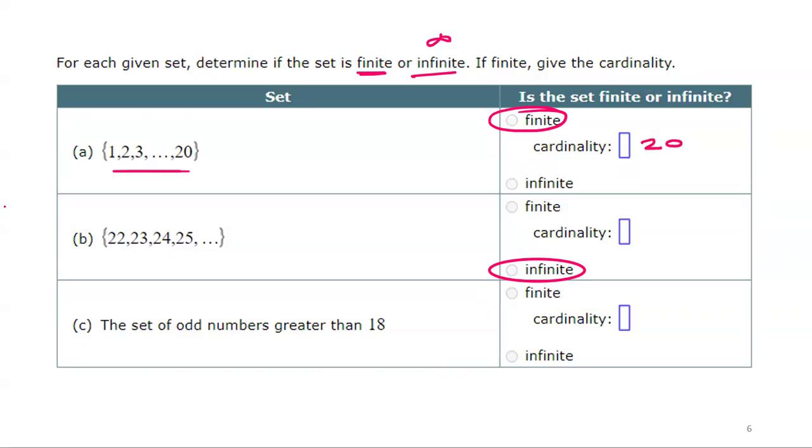Okay. And then the last part here, the set of odd numbers greater than 18. Well, odd numbers are what? 1, 3, 5, 7. So greater than 18, that'd be 19, 21, 23, 25, 27, dot dot dot, right? It goes on forever. It says the set of odd numbers greater than 18, so this is going to be infinite. Okay.